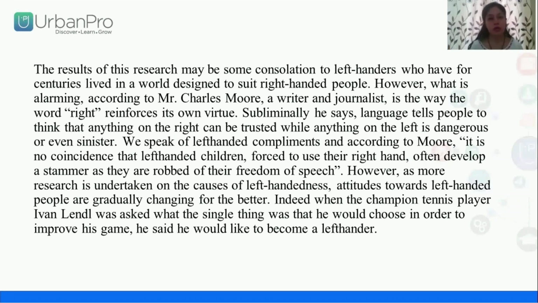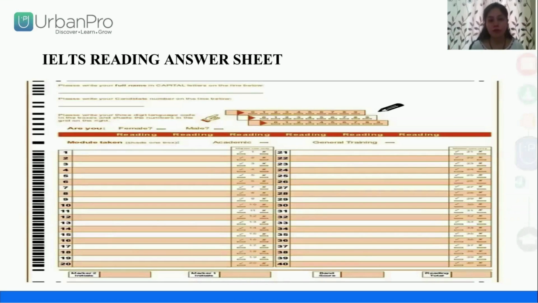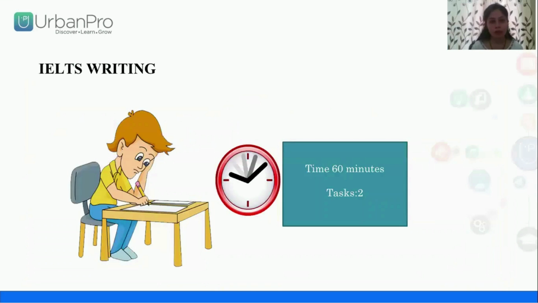This is a sample sheet they give you for the reading section, where 1 to 40 are the questions, and you have to write your answers on this sheet. Okay, next I come to the writing section. The writing section is for 60 minutes, and we have two tasks in it.